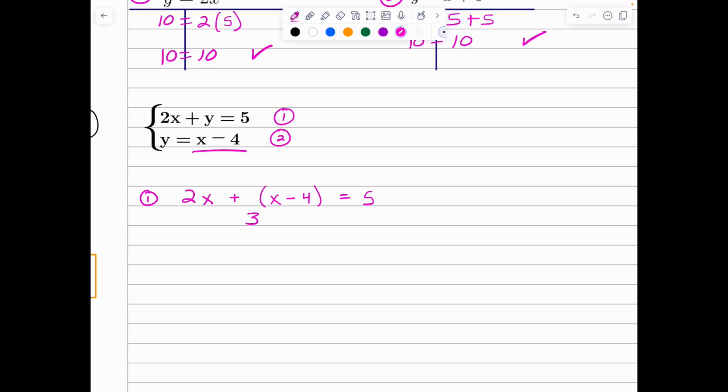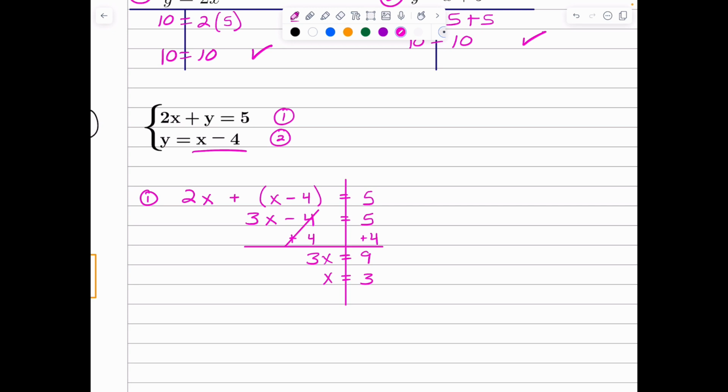Combine like terms. Add 4 to both sides. And I have 3x is equal to 9. Divide both sides by 3. X is equal to 3. Now remember, I'm looking for an ordered pair. So an x solution and a y solution.